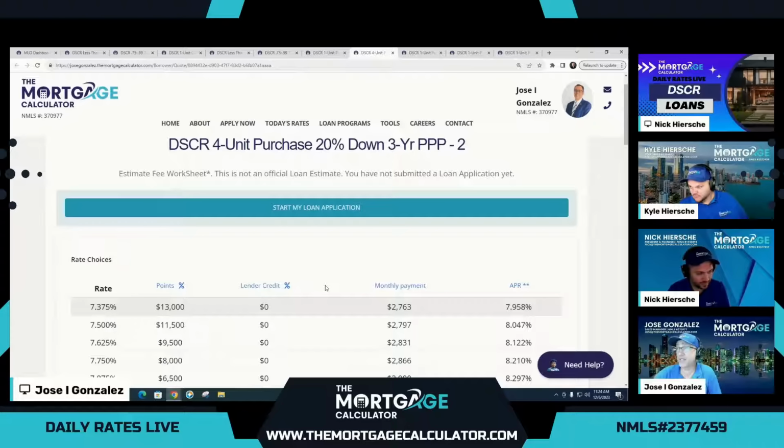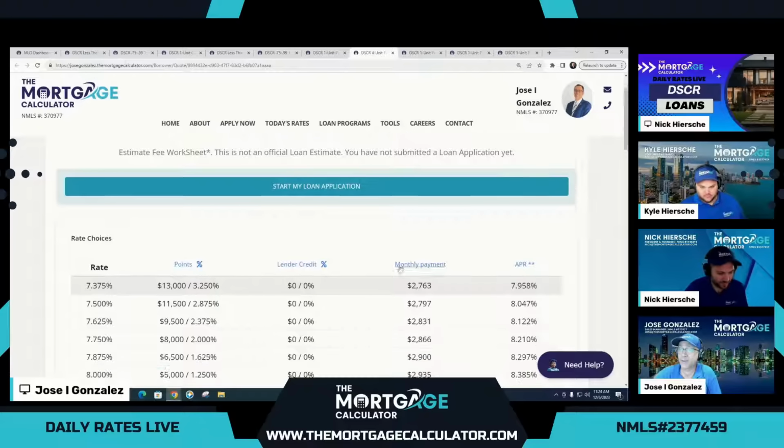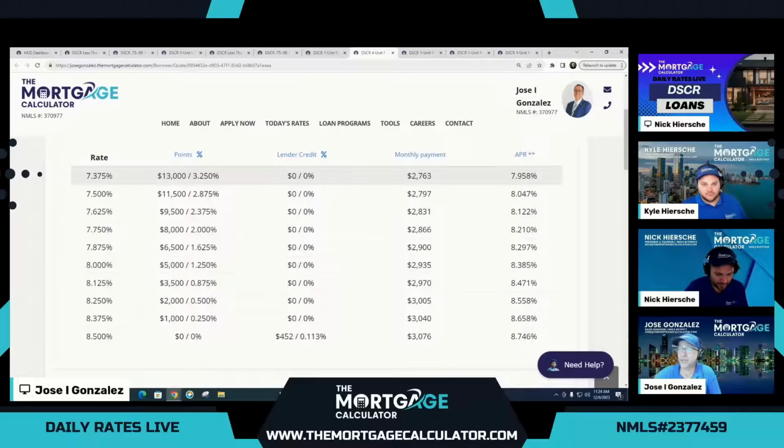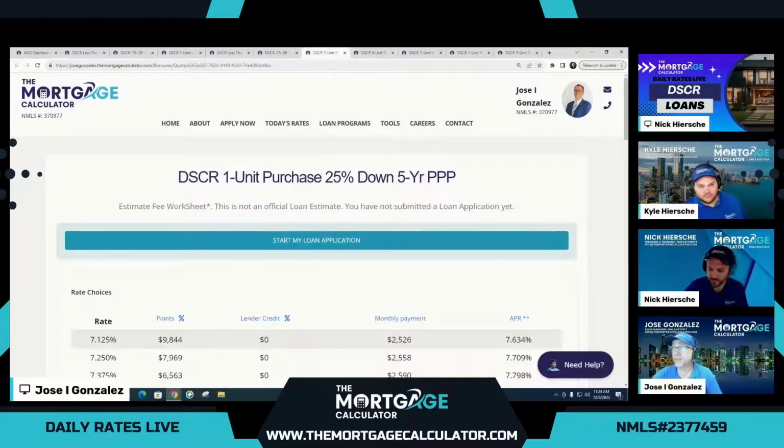And then for our house hackers out there, I just wanted to show you so you can see with your own eyes that the rate is the same. Now, this is the 3-year prepay. The rate is exactly the same for the 4-unit as the 1-unit when we are at our more, quote unquote, traditional LTVs for a DSCR.